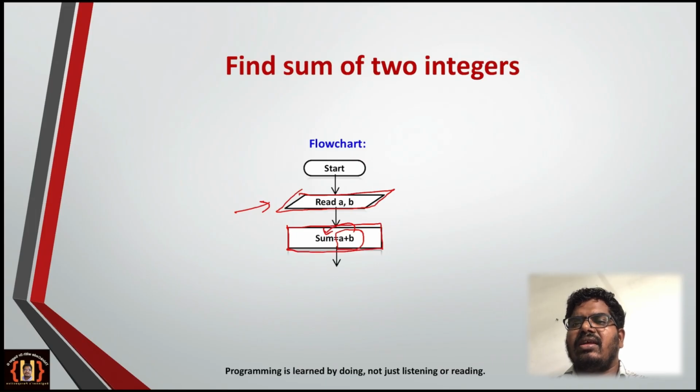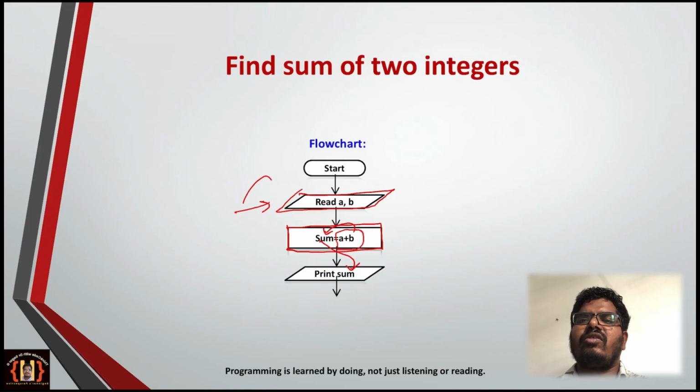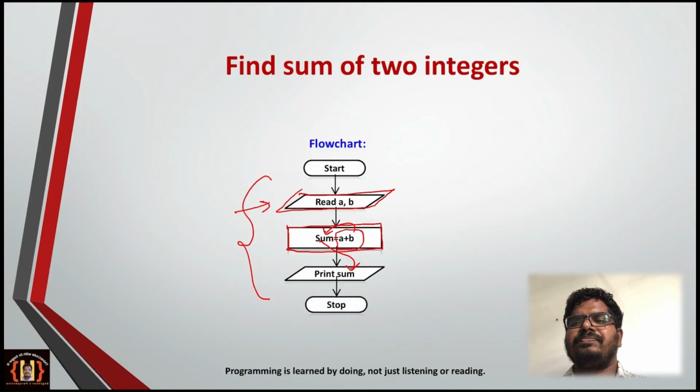Okay, then we have processed it. Next, what do we have to do? We have to display that output to the user. So that means which symbol should be used? Again, it is the parallelogram. Which variable do I have to print? Sum I have to print. Okay, now I have completed my whole algorithm. That's why I am going to end next. It's a stop, right?